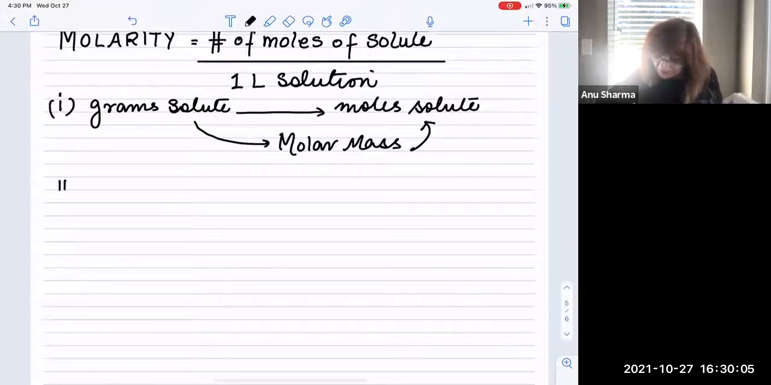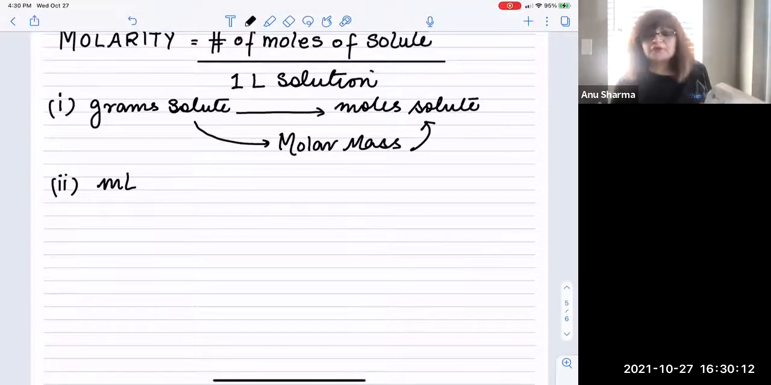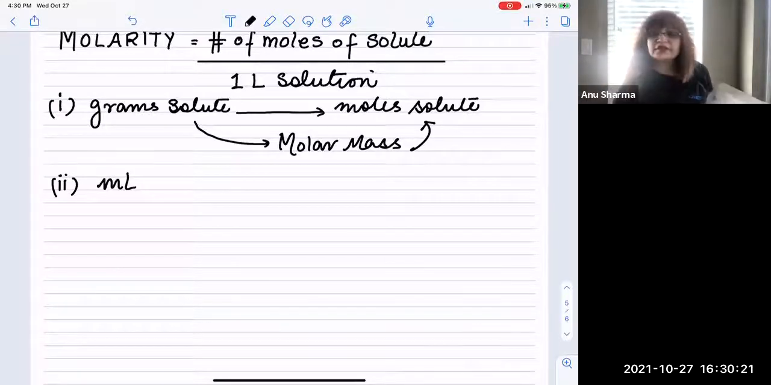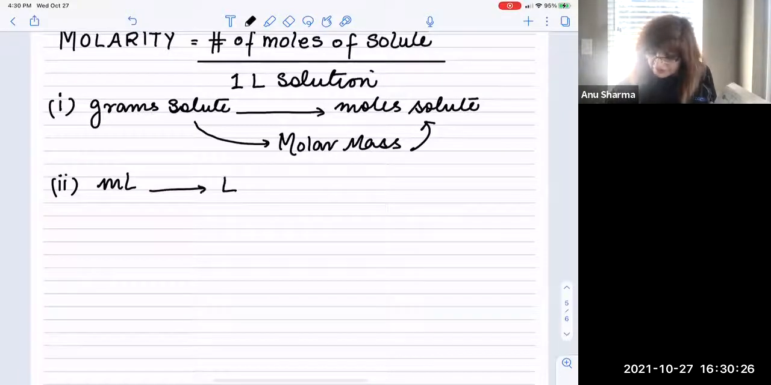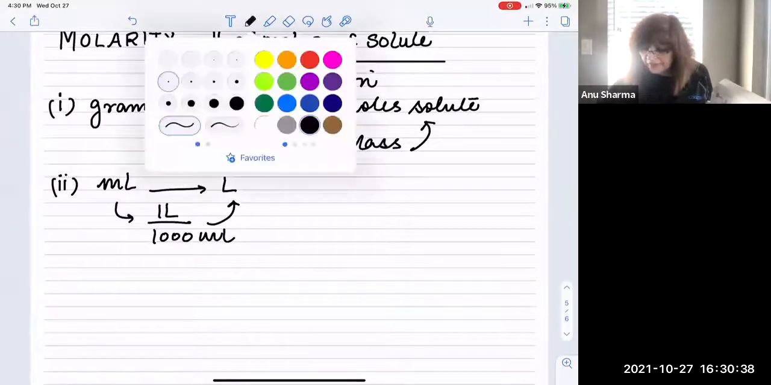The second important piece is that generally we conduct our measurements in the labs using these apparatuses, and the measurements are in milliliters. So convert the milliliters to liters using the conversion factor 1 liter over 1000 milliliters. That is a conversion factor you have to multiply.